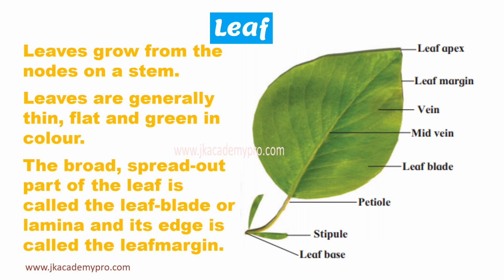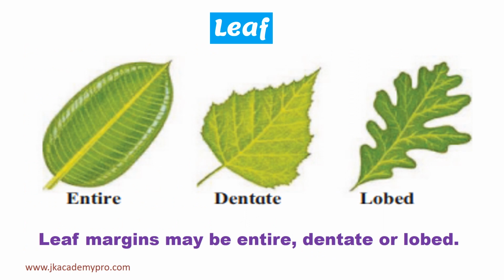Now, the broad part, that is the plain part that is spread out, that part of the leaf is called the leaf blade or the lamina. And the edge, that is the margin of the leaf, is called the leaf margin. The side part of the leaf is called the leaf margin. We find leaves in different shapes and sizes.